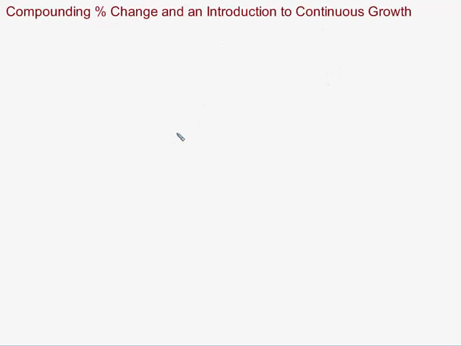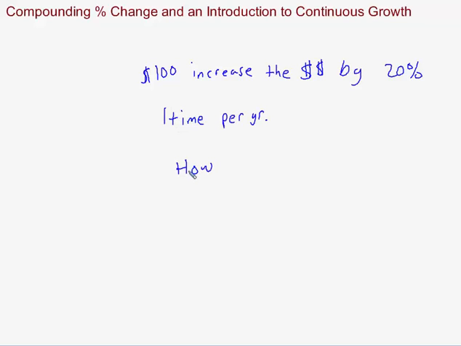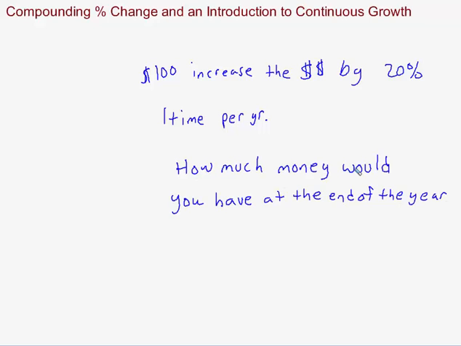So I'd like to start by saying, what if you were to put your money into a bank account, let's say $100, and let's suppose that your bank increases it by 20%, and that they're going to do this one time at the end of the year. I would like to ask, how much money would you have at the end of the year?